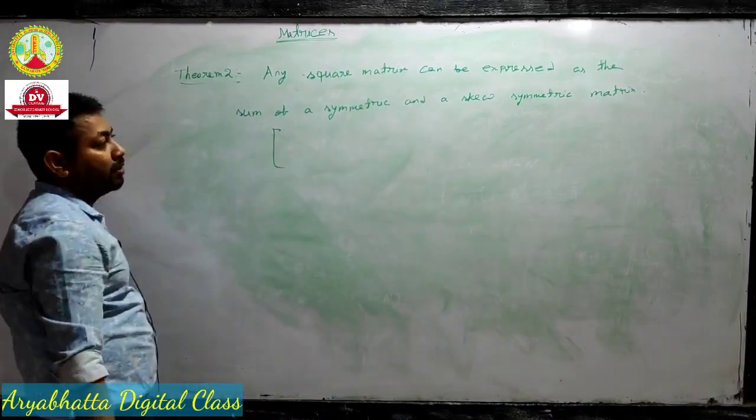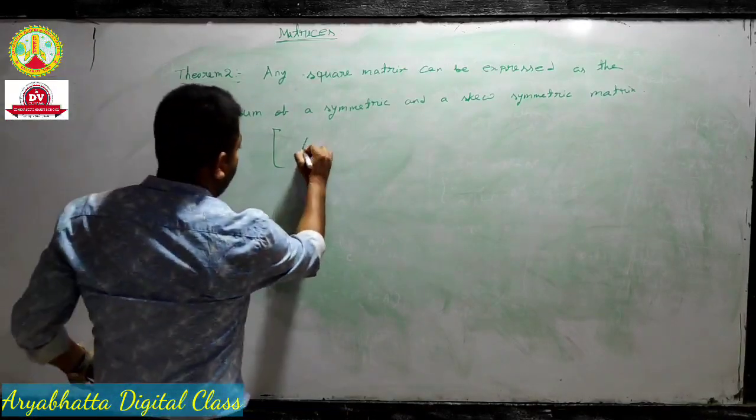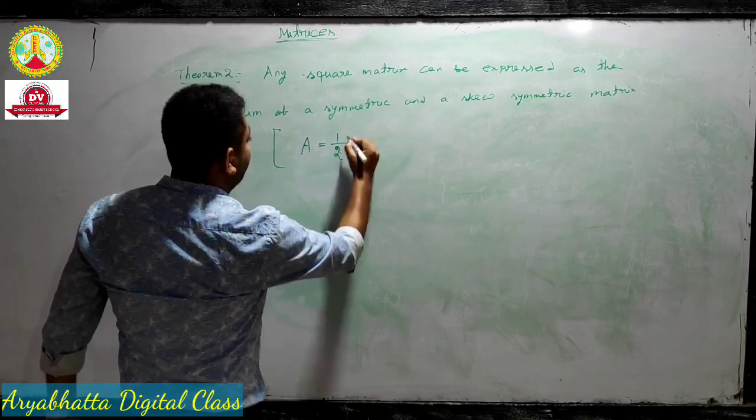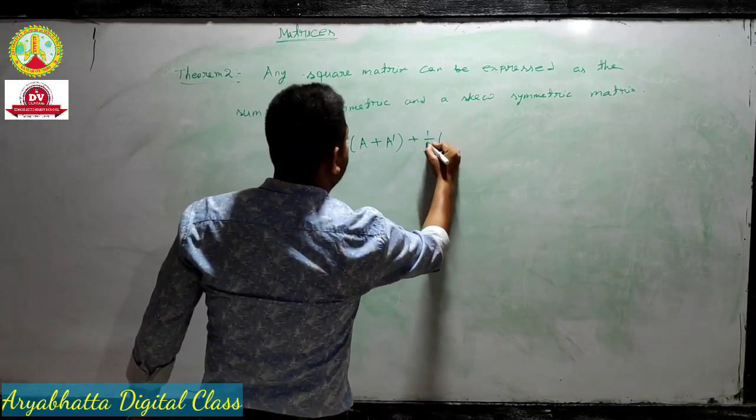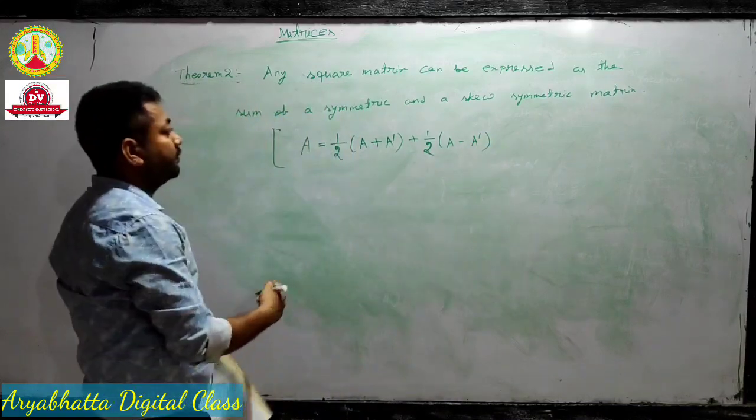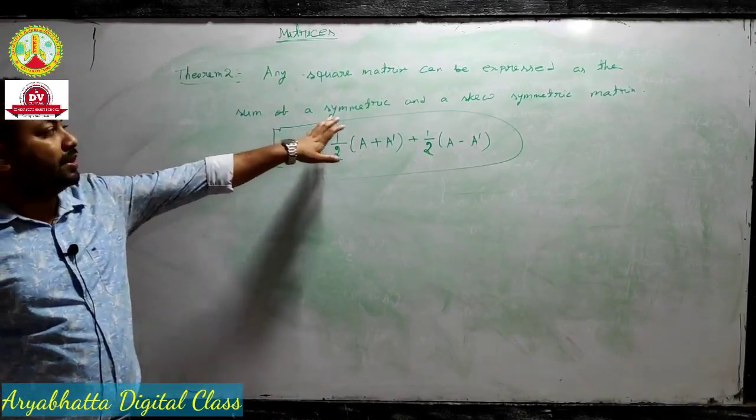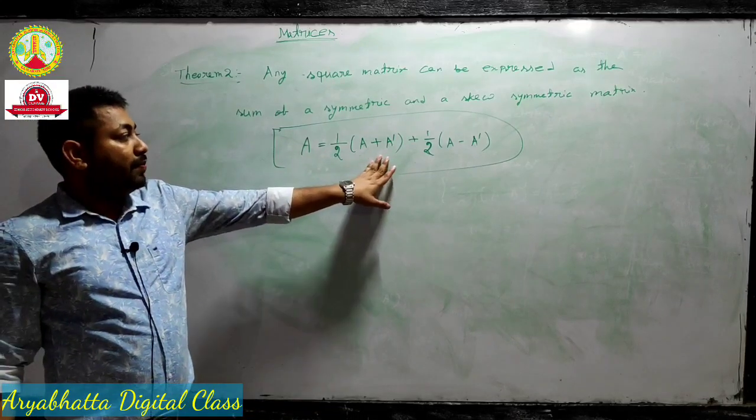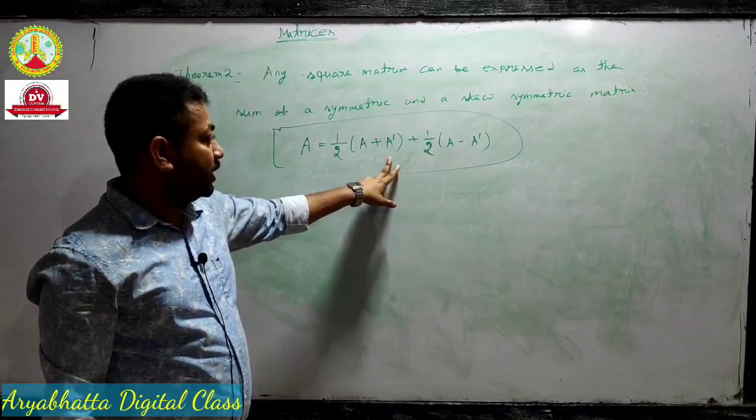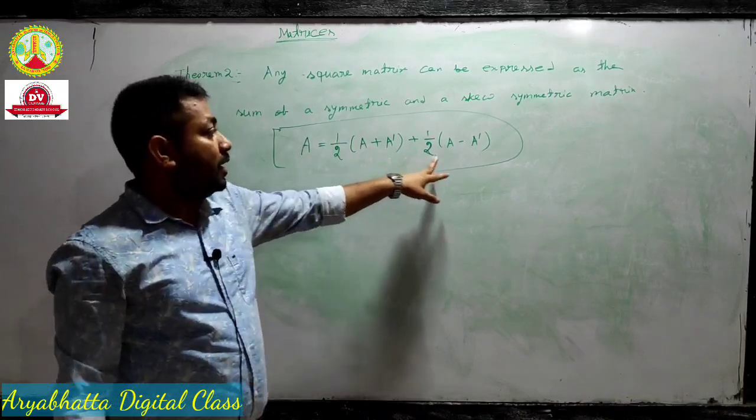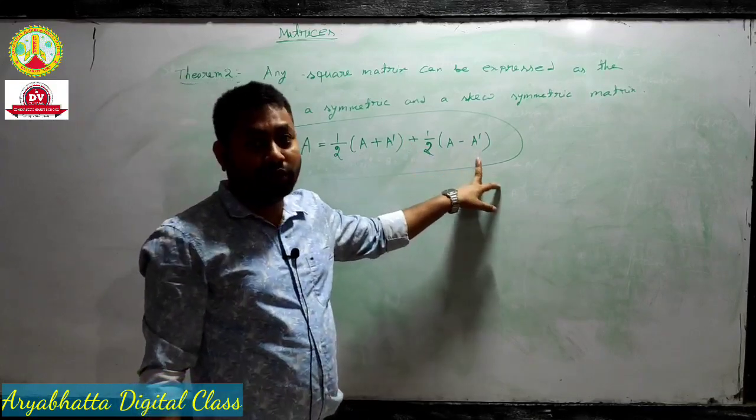If A is a square matrix, then it is expressed as A equal to 1 by 2 into (A plus A dash) plus 1 by 2 into (A minus A dash). If A is a square matrix, then it is expressed as the sum of a symmetric and skew-symmetric matrix, that is A equal to 1 by 2 into (A plus A dash) plus 1 by 2 into (A minus A dash). Since A is a square matrix, then A plus A dash is also a square matrix, and 1 by 2 into (A plus A dash) is also symmetric. If A is a square matrix, then A minus A dash is skew-symmetric, then 1 by 2 into (A minus A dash) is also skew-symmetric.